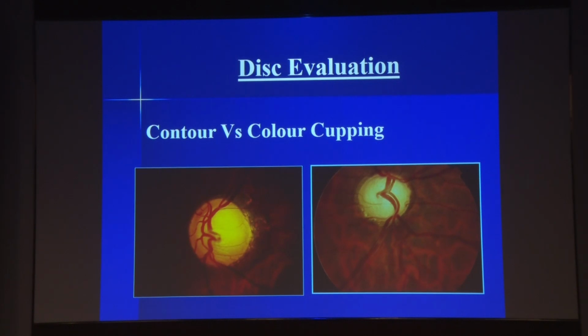Then the contour versus color cupping. If I ask you what is the cupping in this, you might say this is the amount of cupping, 0.6. But if you see the dipping of the vessel here, this is the contour cup. So the difference between the color cupping and the contour cupping, you need to make a decision. You see the dipping of the vessel, the bayoneting of the vessel, the contour cup is almost near total, about 0.9 cup, which may not correlate with the color cupping. Color cupping can be less, but you need to assess the vasculature, where the vessels are dipping, and get to know about the contour cup to come to a conclusion as to structurally what is the level of optic disc cupping.